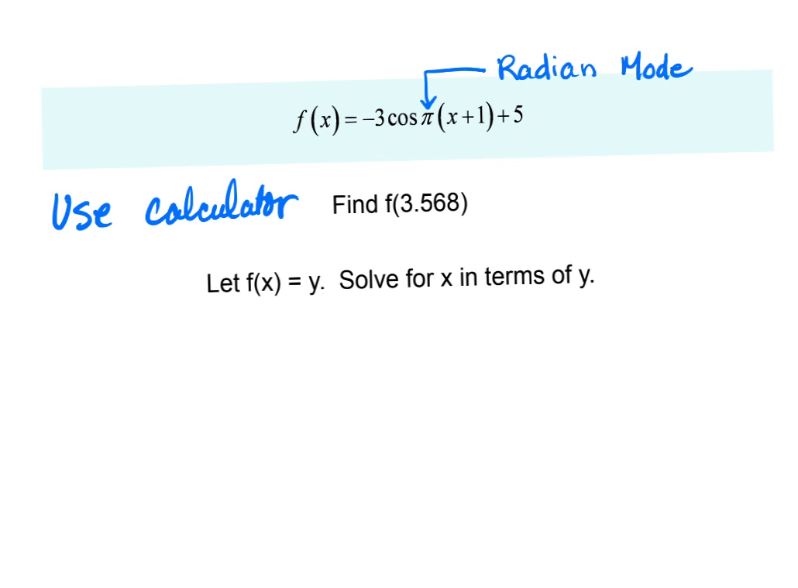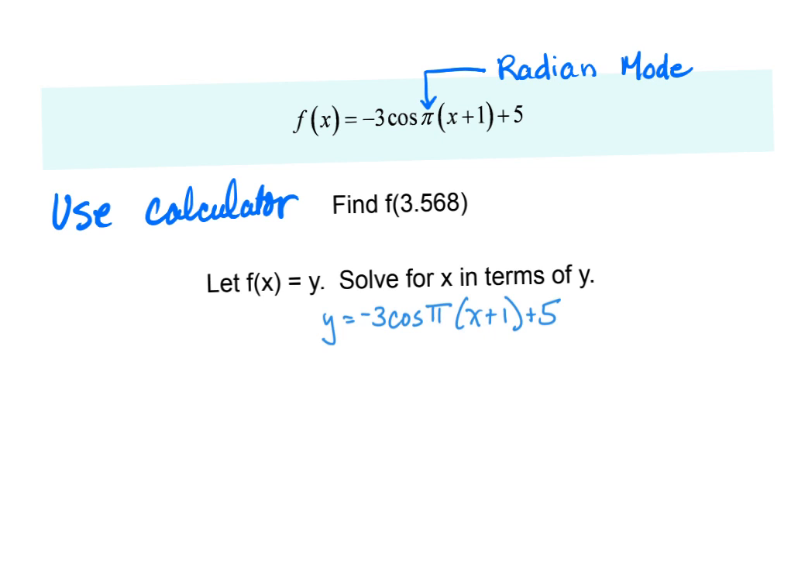Now let's take that function and set it equal to y and solve for x in terms of y. So I'm going to take my function. I'm going to let y equal -3 cosine of pi times the quantity x plus 1, plus 5. Okay, so let's solve for x in terms of y.